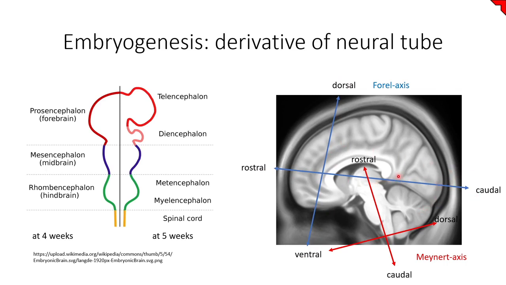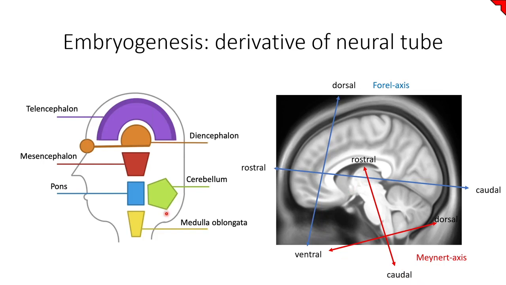So if you have neuroanatomic literature and are very confused about the orientation, this is why they refer to these completely different axis descriptions. This blue tilted axis is called the Forel axis, and this non-tilted normal axis is called the Meynert axis.